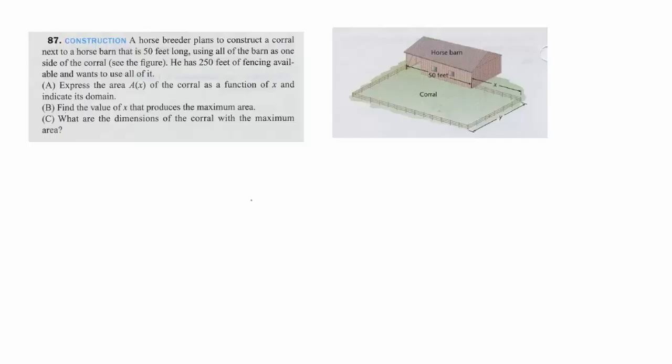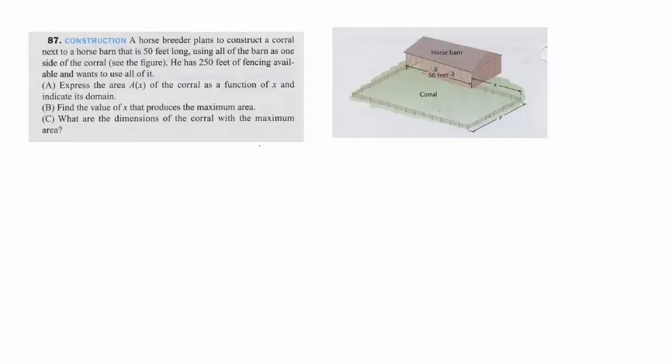A. Express area A of x of the corral as a function of x and indicate its domain. B. Find the value of x that produces the maximum area. And C. What are the dimensions of the corral with the maximum area?